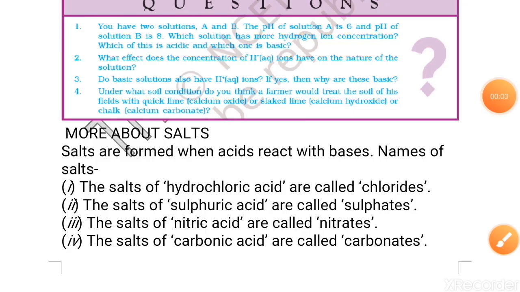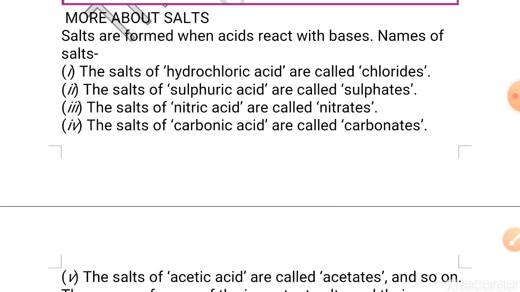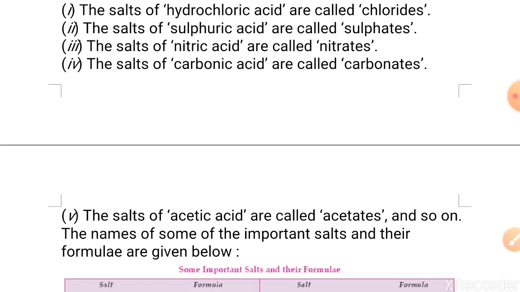So far we have studied about acids and bases, and this is the time to study about salts. Salts are formed when acid reacts with bases, and the naming of salt is done in this way: if your salts are of hydrochloric acid, they will be called chlorides. If the salts are of sulfuric acid, they will be called sulfates. If the salts are of nitric acid, they will be called nitrates. And if carbonic acid has been used to prepare them, they will be called carbonates. And similarly with acetic acid, they will be called acetates.